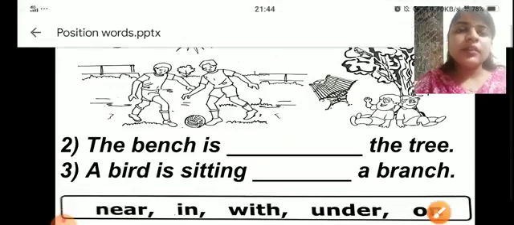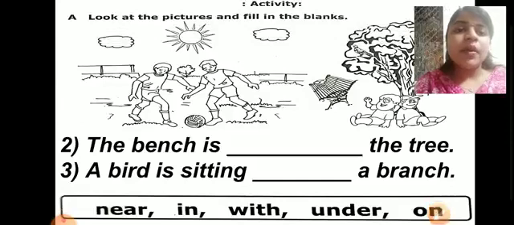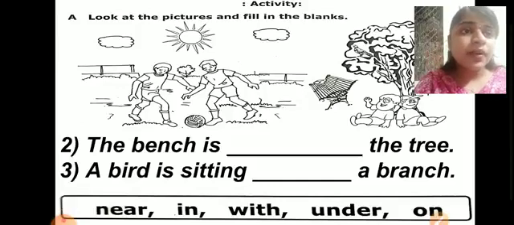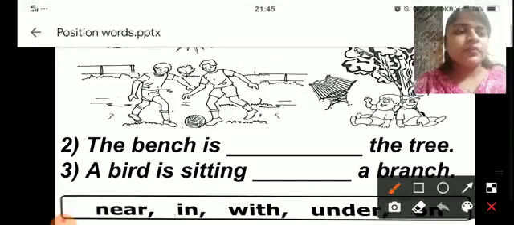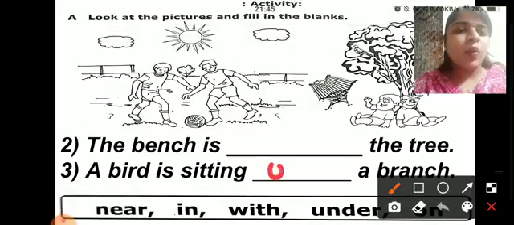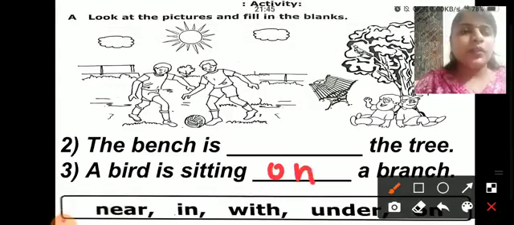Number 3. A bird is sitting dash a branch. Here you can see, where is the bird in the picture? Can you see the bird? Yes. A bird is sitting on a branch. Okay, children? Write it down. On. O-N. On. Done? Okay.